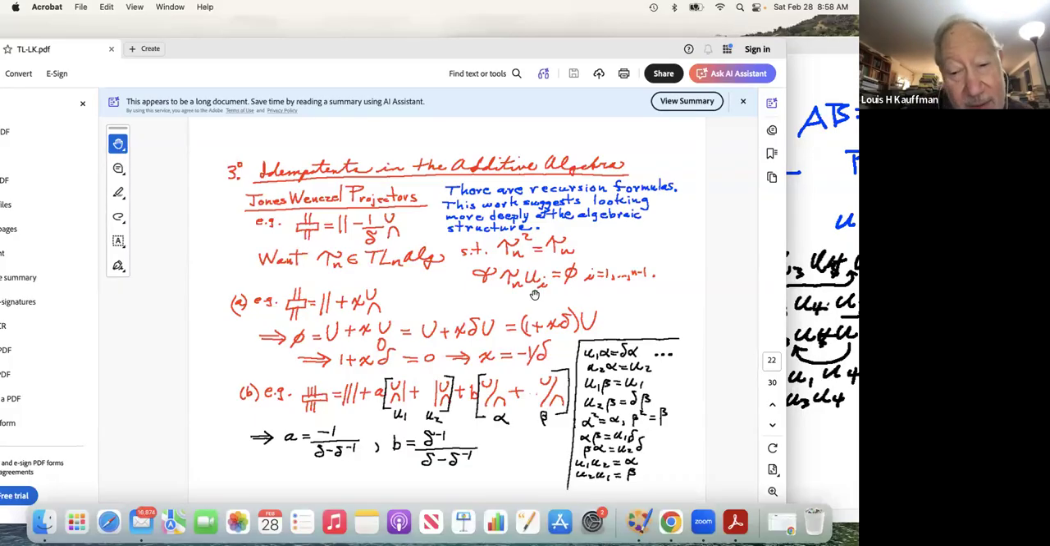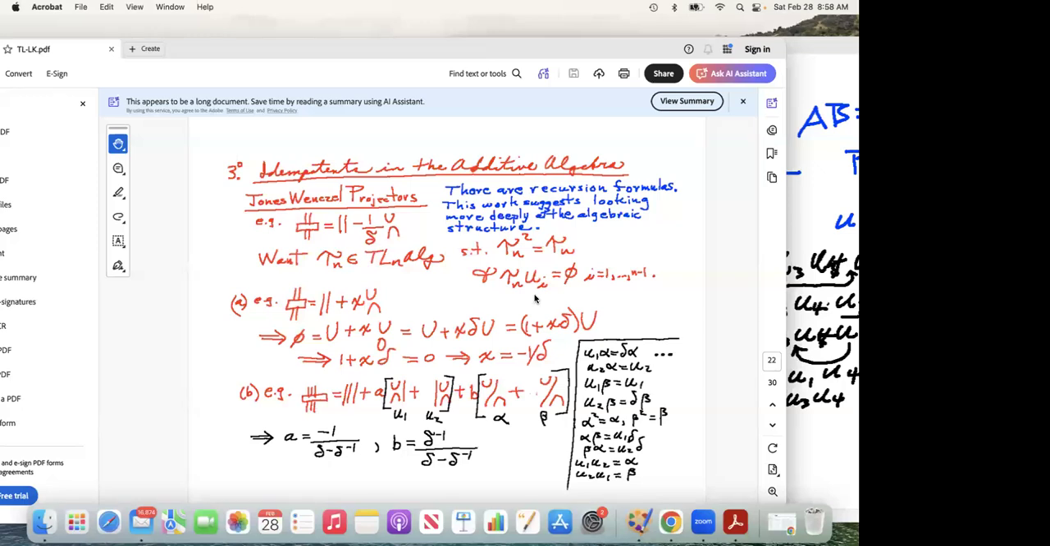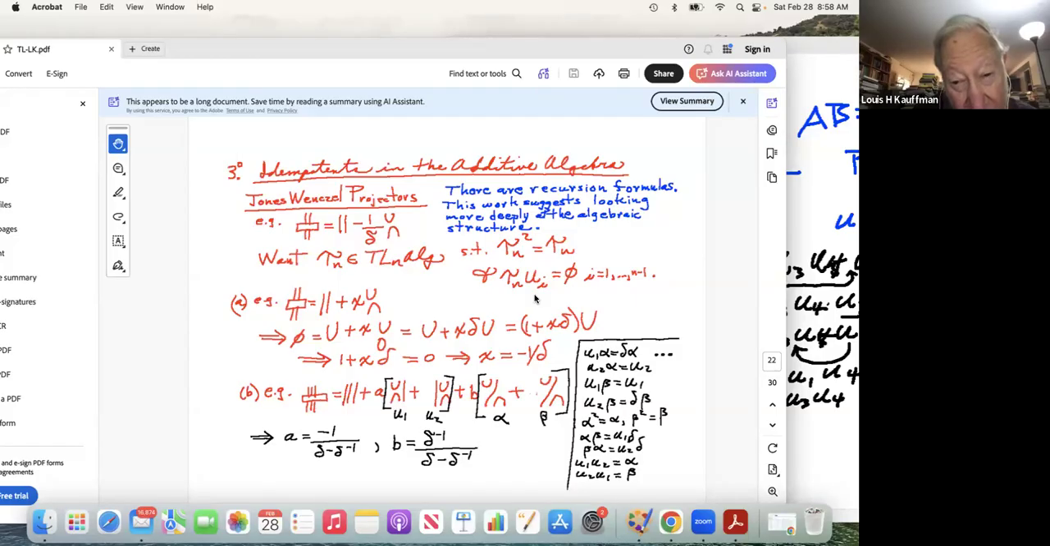And then there are very nice recursion formulas for the Jones-Wenzl projectors. Excuse me, Jones-Wenzl is used for constructing invariants of three manifolds. Can we use other projectors to get invariants under Kirby moves? And is it possible to use other projectors in the Temperley-Lieb algebra to get invariants of three manifolds? A good question. I don't know.